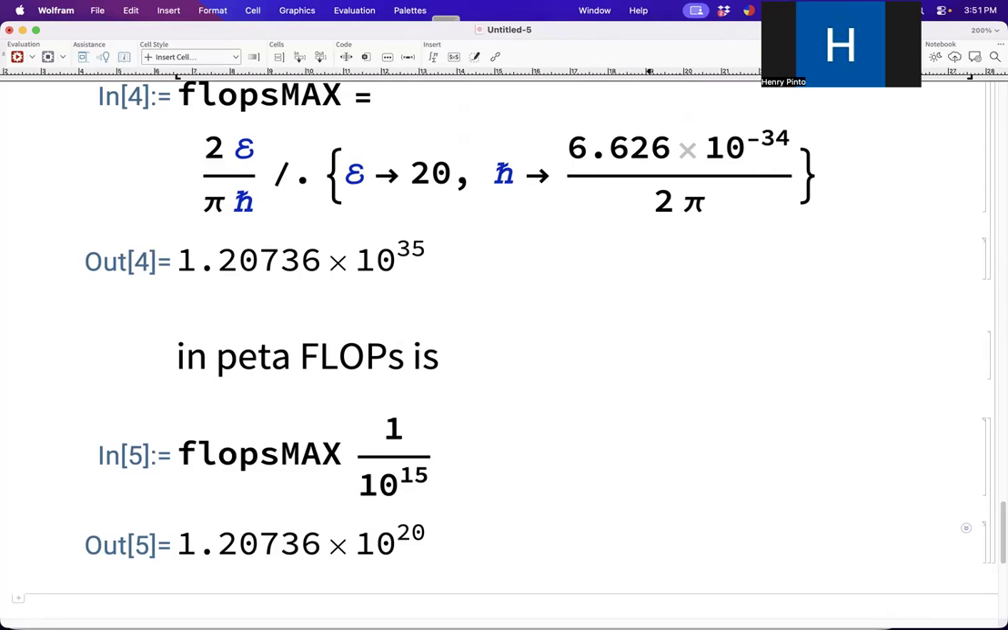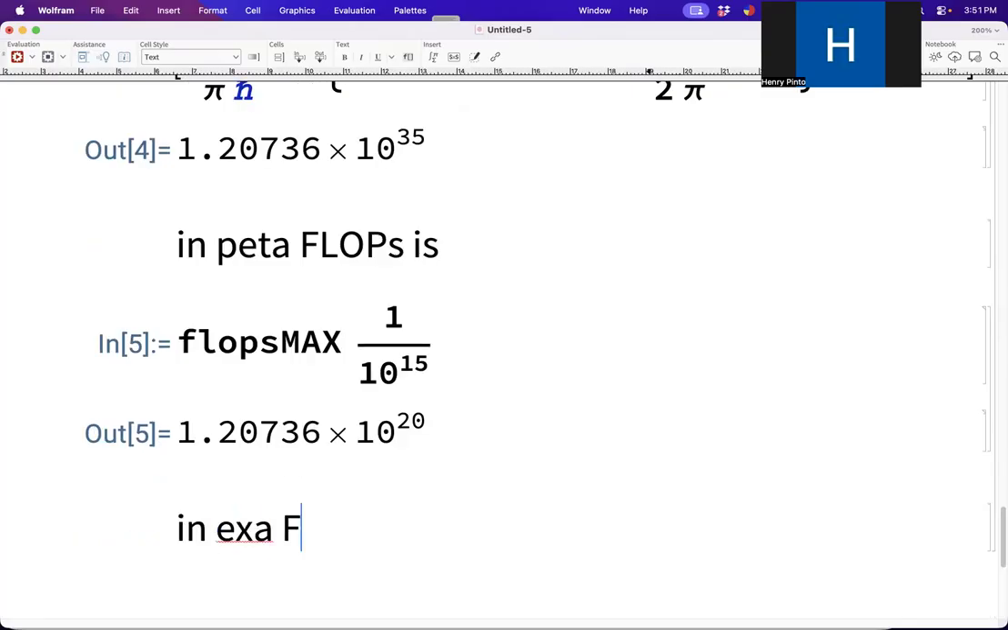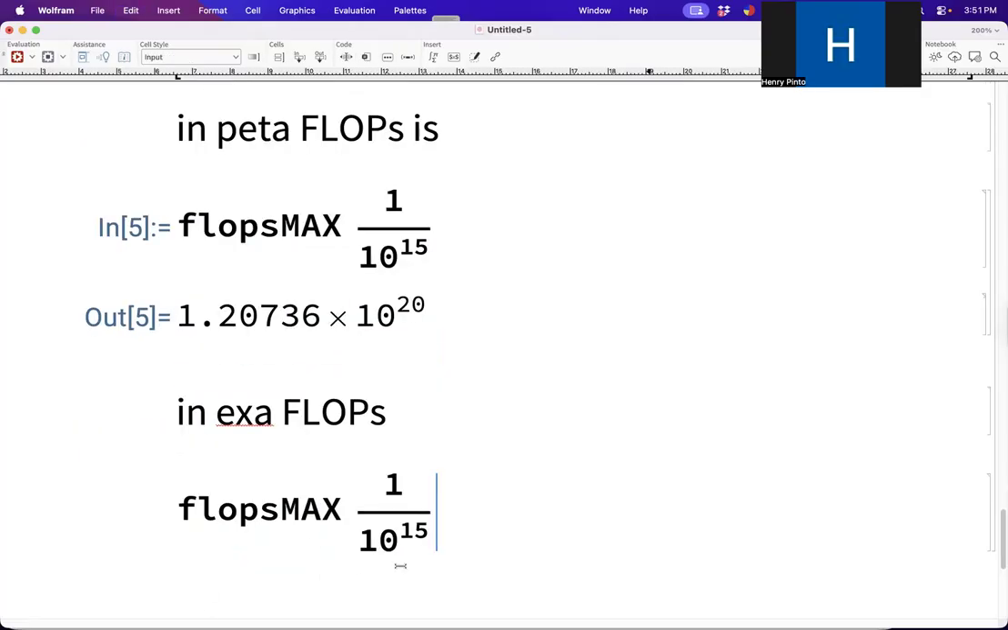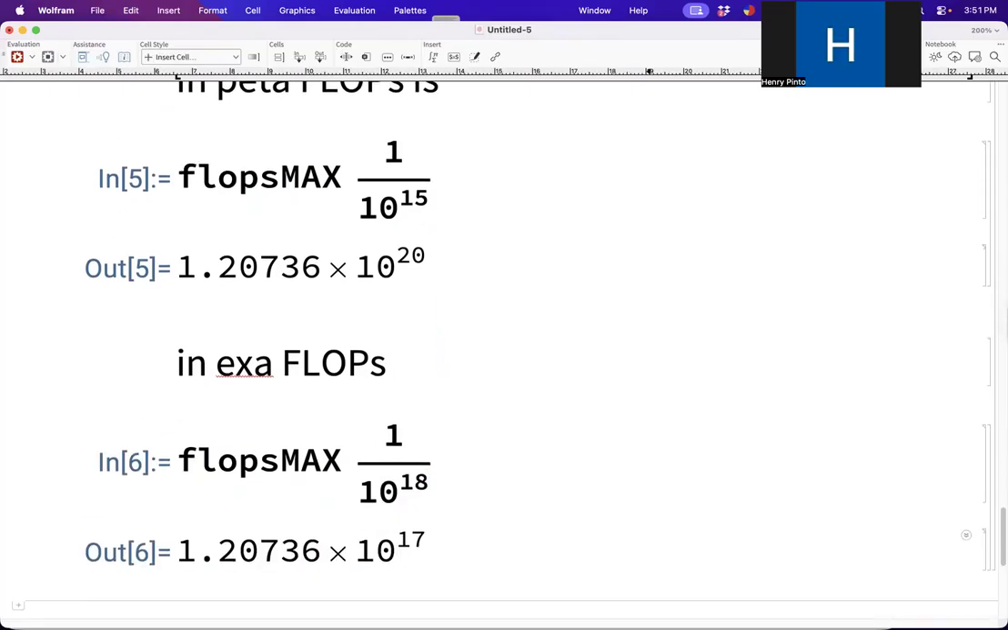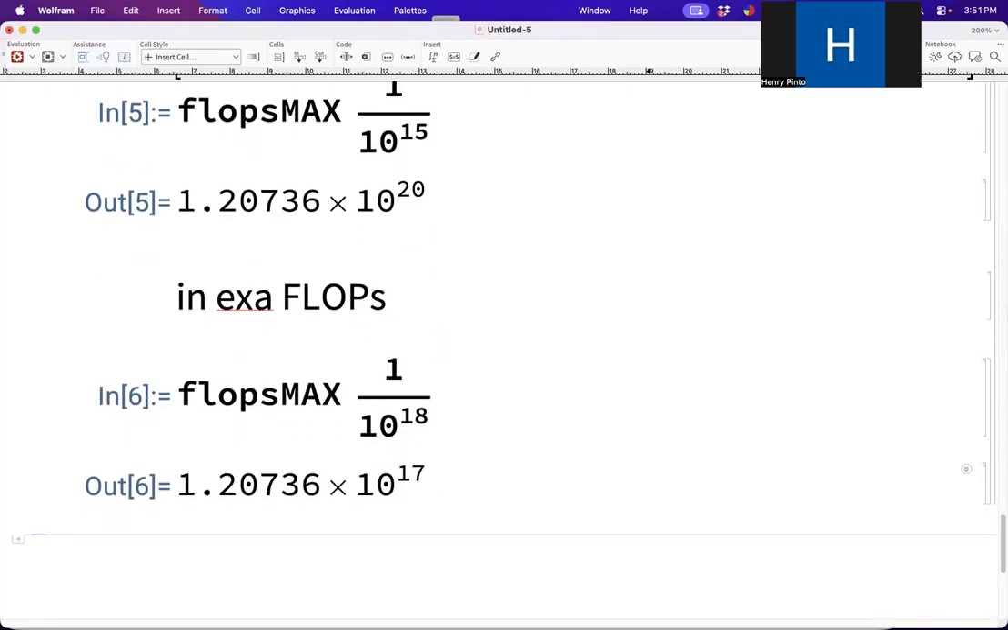If we want, let's put it in exaflops to compare with the computing facilities we have here. In exaflops, we are going to divide by 10 to the 18. Remember, in the world we have not even 100 exaflops in the whole current capacity, less than 10 to the 2. So now you can imagine how much computational power you're going to have in the future.